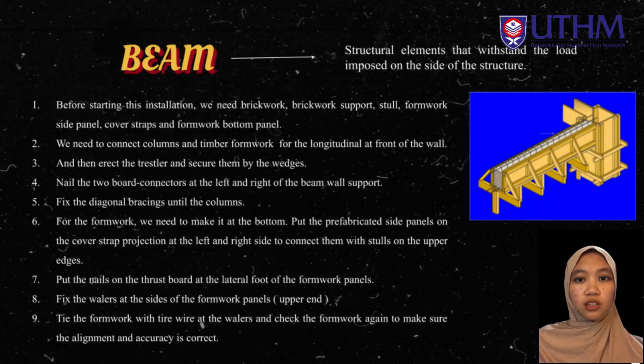Put the fabricated inside panel on the cover strap projected at the left and right side to connect them with screws on the upper edges. Put the nails on the truss board and then the lateral foot of the formwork panel. We have to fix the wailer at the side of the formwork panel upper end and tie the formwork with tie wire at the wailers, and check the formwork again to make sure the alignment and accuracy is correct.